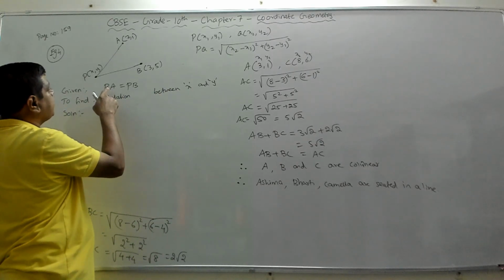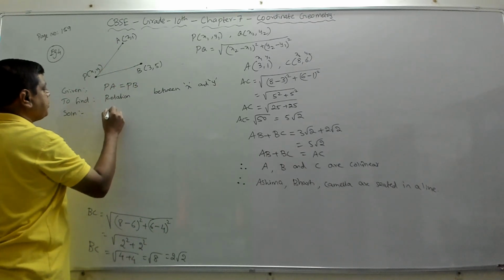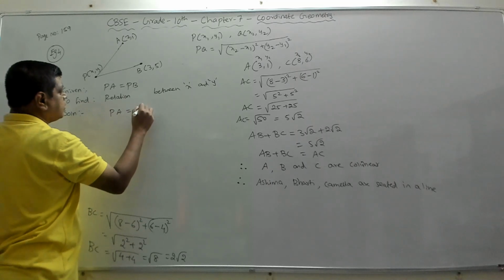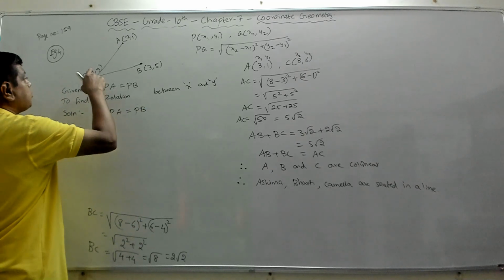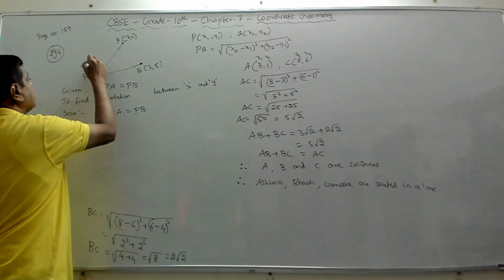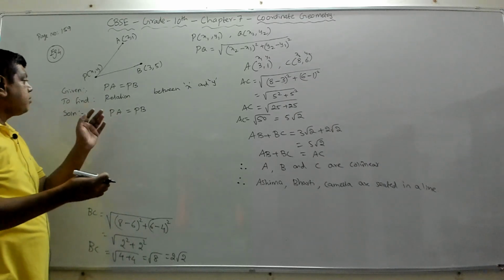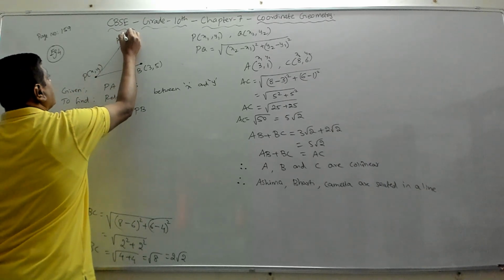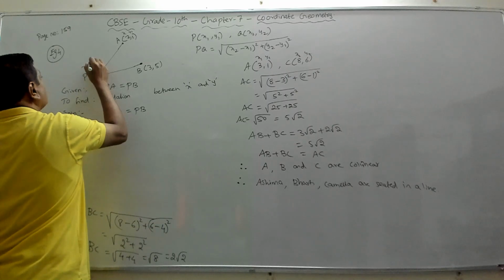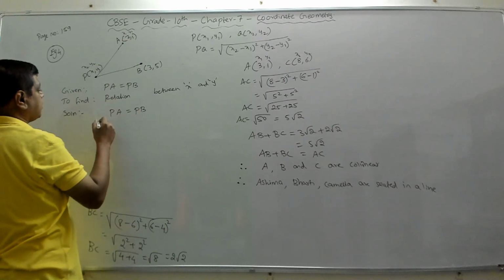Now what is given? Given is P is equidistant from A and B. So which means PA is equal to PB. Now what is PA? PA is the distance between these 2 points. So if you take this as (x1, y1), or we can say AP is equal to BP, doesn't matter. We can take this as (x1, y1) and this as (x2, y2). Similarly here we'll find the distance AP. So what is that?